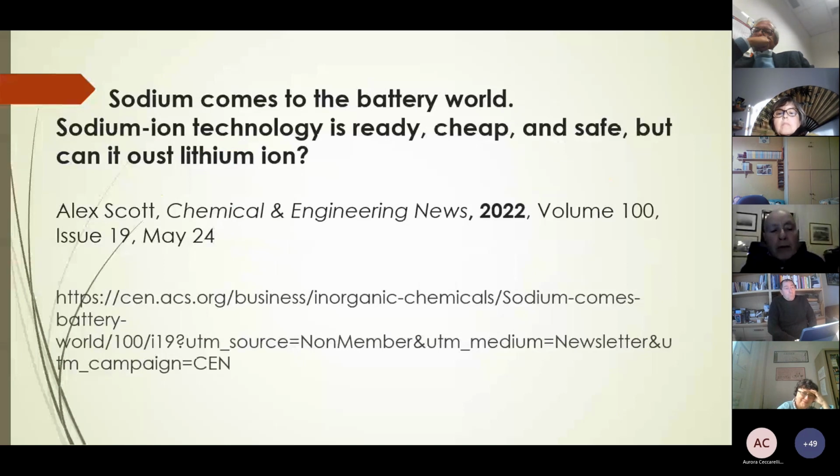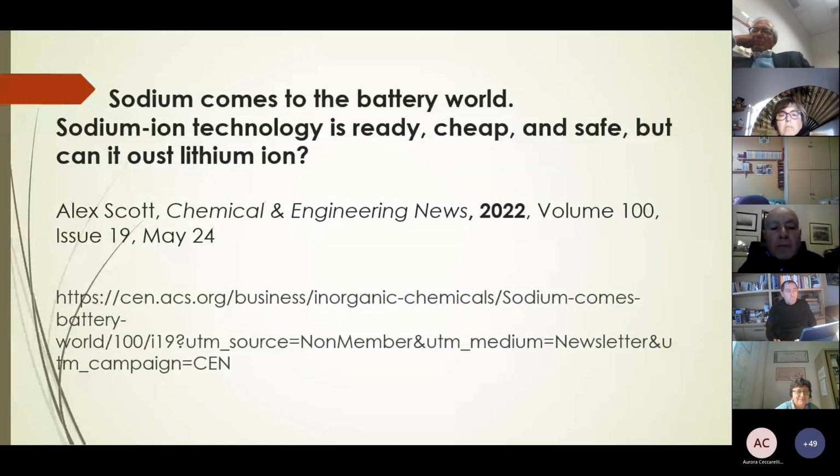We heard earlier about other alternatives to lithium-ion batteries. Sodium comes to the battery world. This is a recent article in Chemical and Engineering News. But there is a question there. Taking into account that sodium-ion technology is ready, cheap and safe, the question is, can it oust lithium-ion?